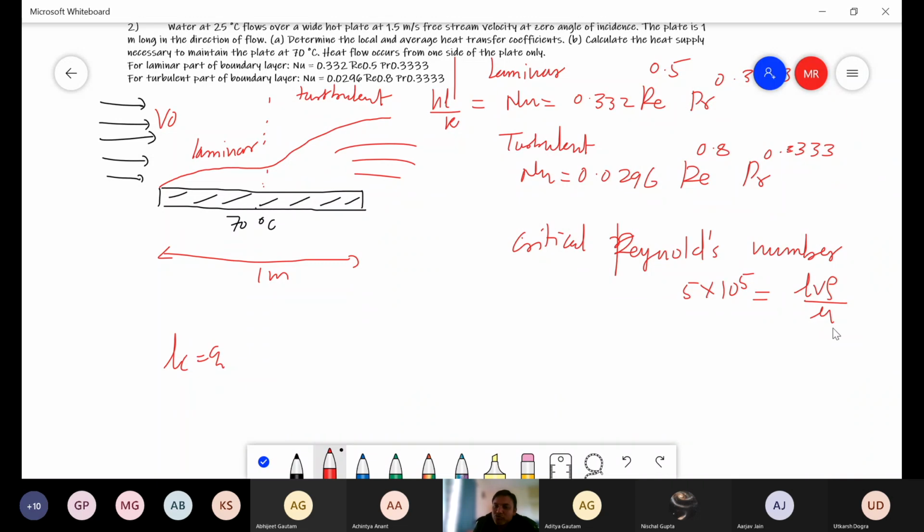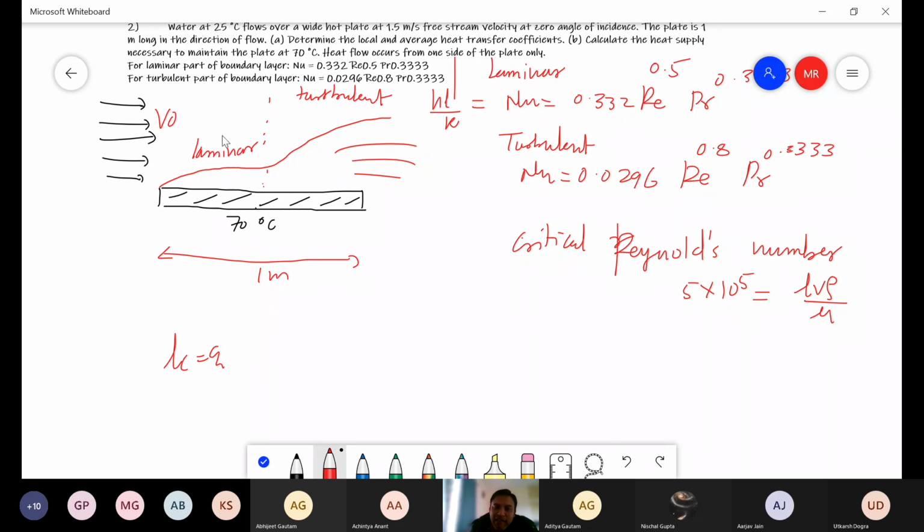Sorry, V, rho and mu. So these properties I need to know. Whenever we are looking at forced convection, remember this is forced convection, because the fluid is flowing with some velocity over this hot plate. So this is an example of forced convection.